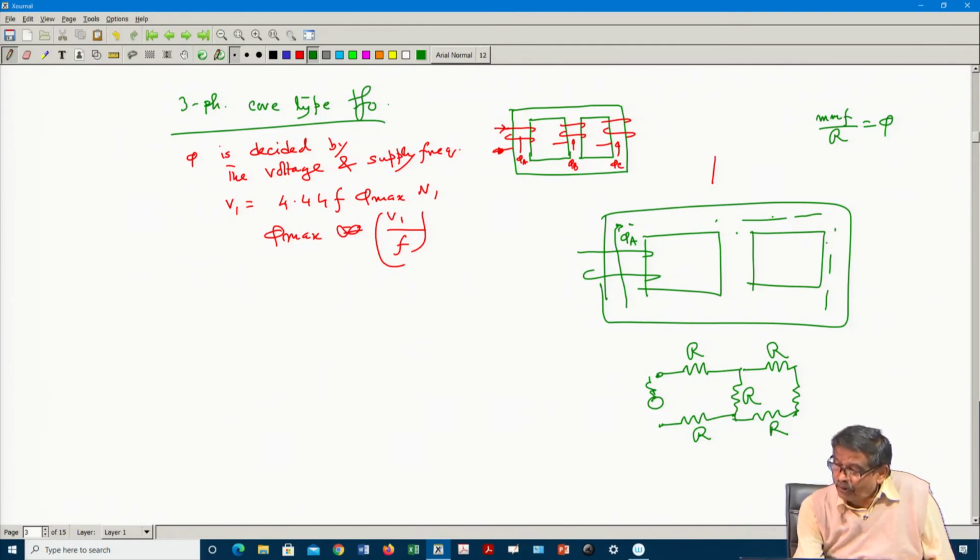Similarly, this coil will see the same reluctance. But for this coil, if you draw this diagram and try to find out, assuming a very simple case where all the reluctances of these paths are the same, you will find the reluctances are different.